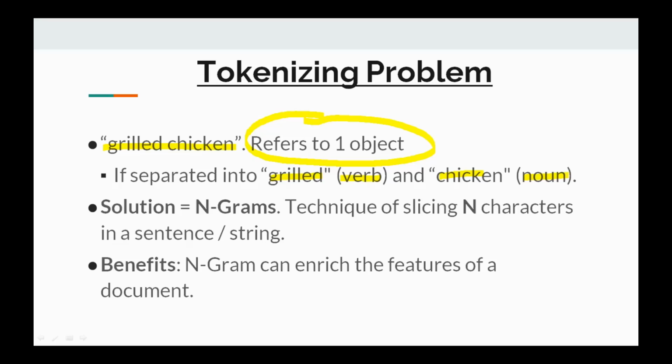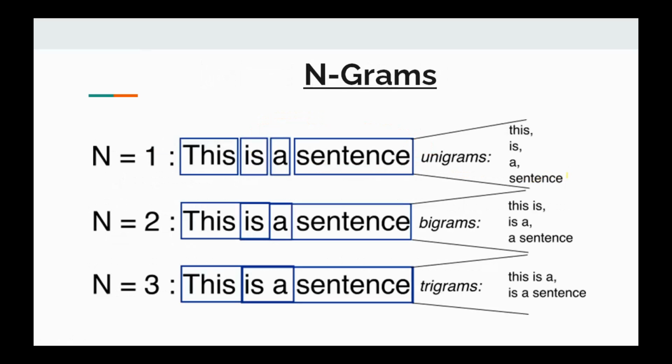And what is the solution? The solution is n-gram. N-gram is a technique of slicing n characters in a sentence or string. The benefit of n-gram is that it can enrich the features of a document. Okay, this is an example of n-gram.